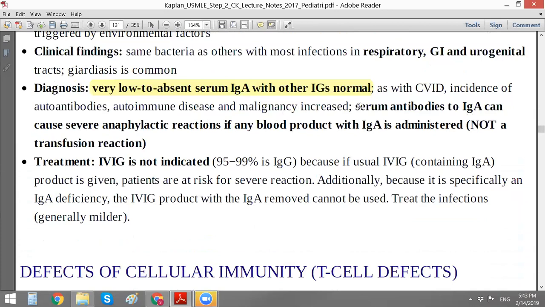This is very important, not a transfusion reaction. This is not a transfusion reaction. IVIG is not indicated because if usual IVIG is given, patients are at risk for severe reaction.